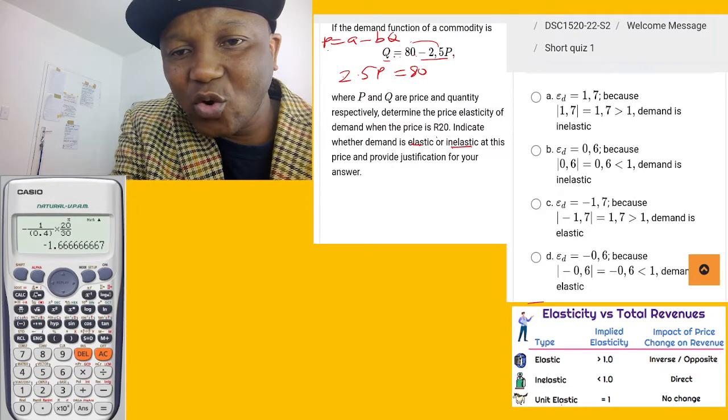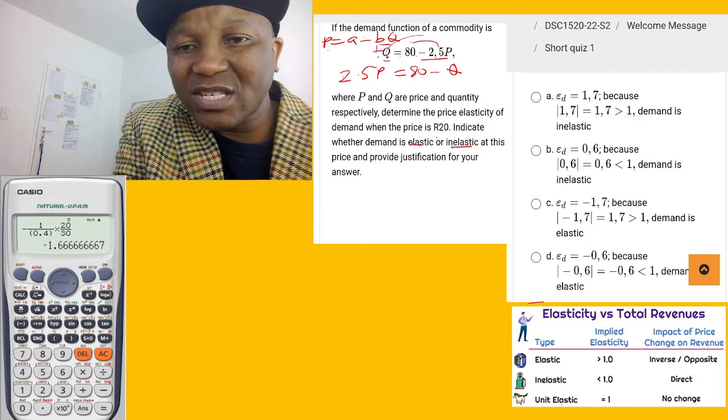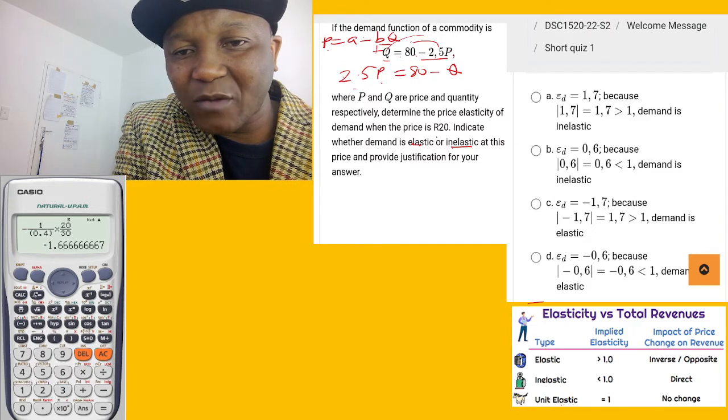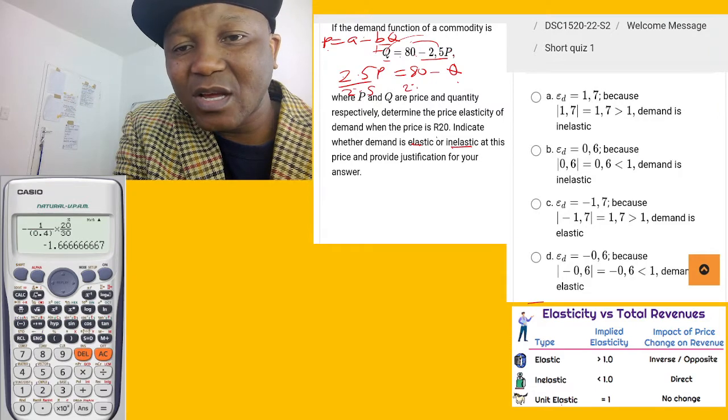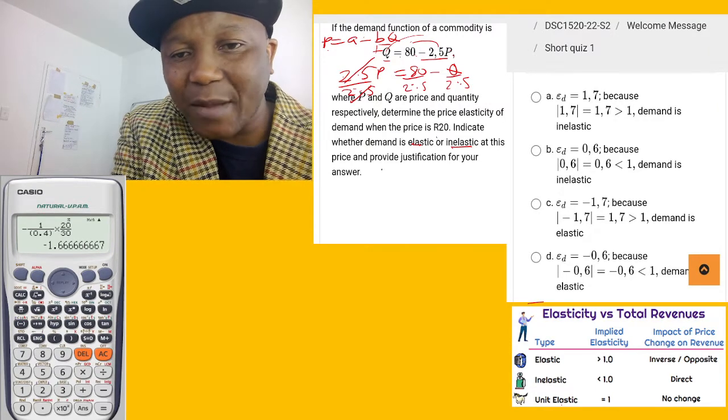And the term with Q must be at the last. Remember this is positive, so when you jump over the equal sign it's going to be minus Q. But remember, we need only P here, so divide everything by 2.5. This and this cancel, so I'll write down here P equals.